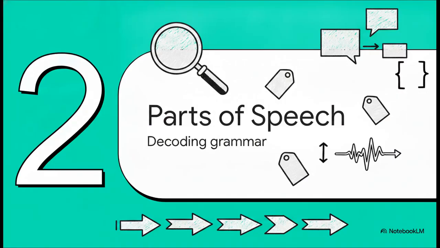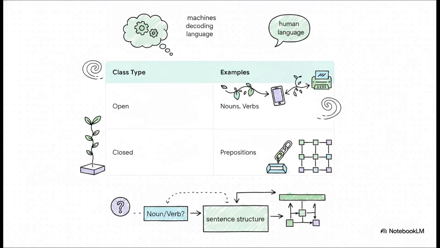Section 2. Decoding parts of speech. So how do we start fixing this? Well, our first major linguistic clue to solving this massive ambiguity is assigning parts of speech, which you'll often hear called POS tags. Human languages are generally divided into 2 main categories.